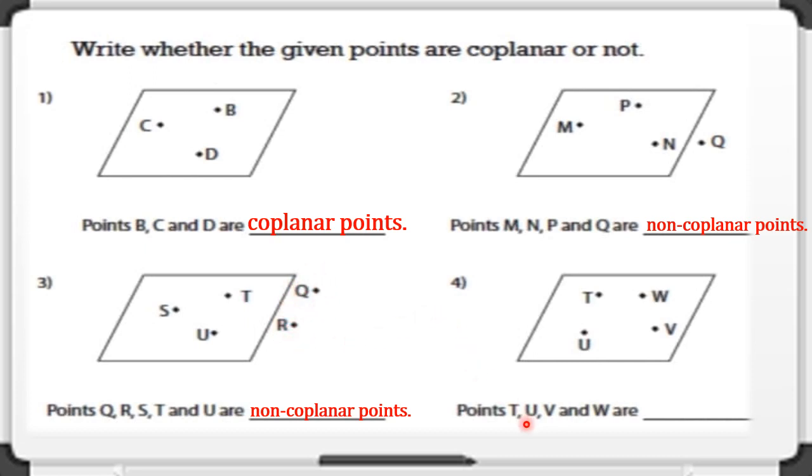Number 4, points T, U, V, and W are correct. They are coplanar since they lie on the same plane.